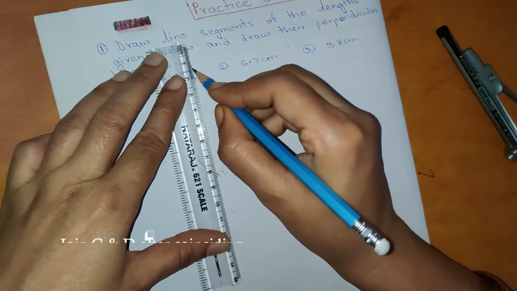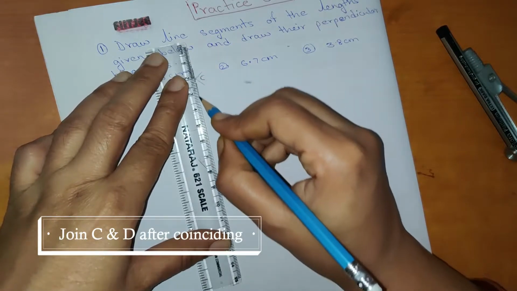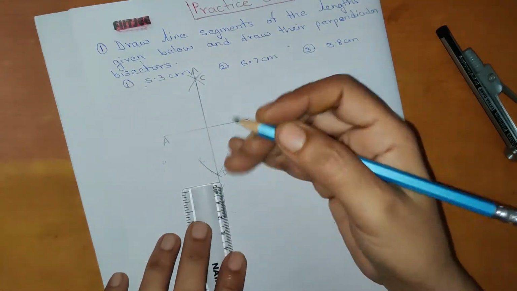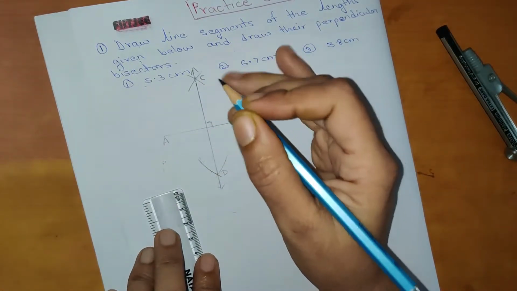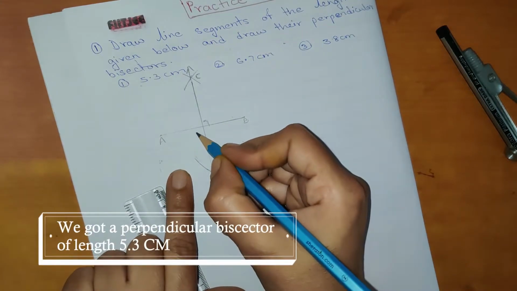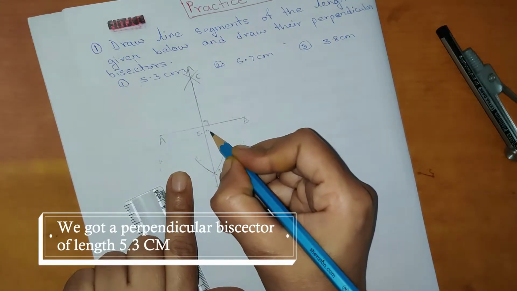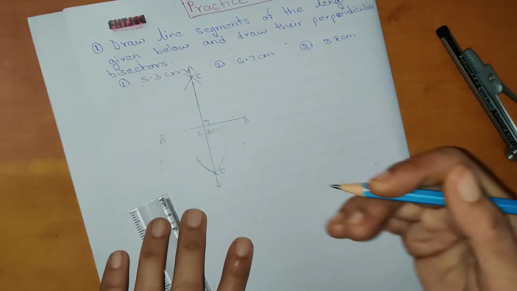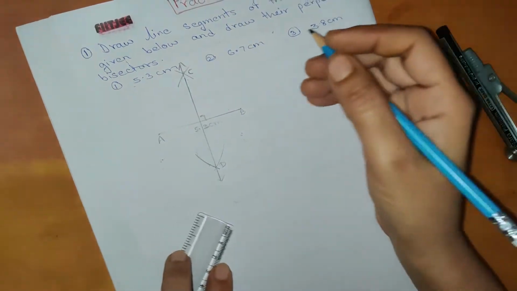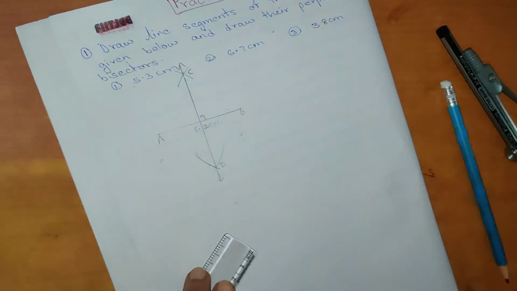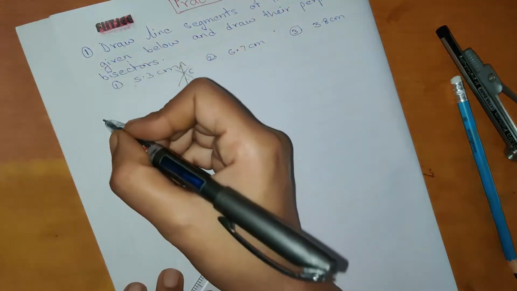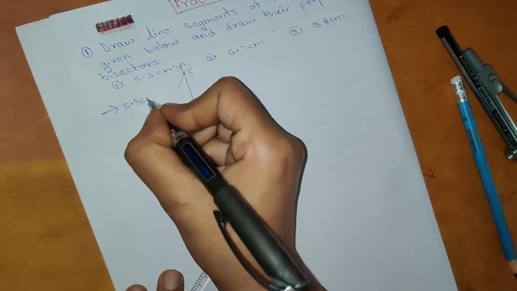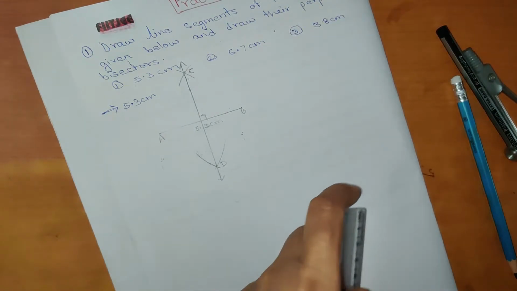And join these 2 points after coinciding. Okay, so this is your perpendicular bisector of a length 5.3 centimeter. So the first one we have done. Now the second one we will do. This was the first, 5.3 centimeter, we have drawn this.